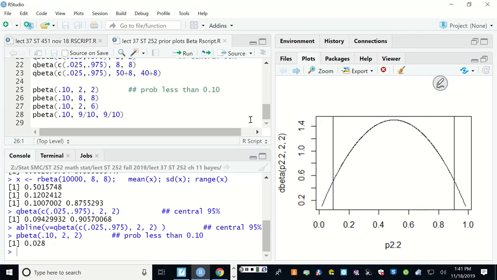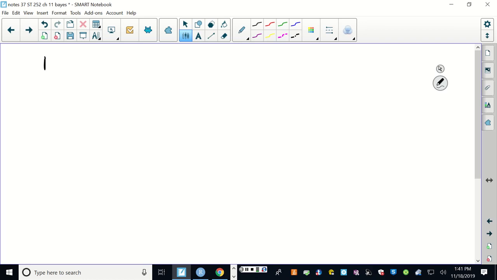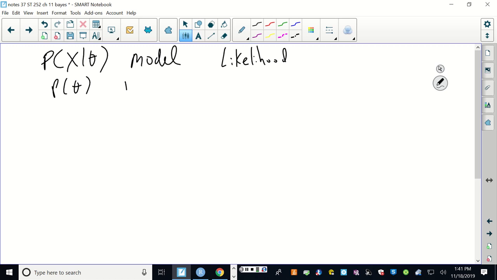So what we do in Bayesian analysis is we have a model for the data, like P of X given theta. This is our model. This also could be called our likelihood for the parameter, and the maximum likelihood is we just maximize that. We have a prior distribution for theta. There's a likelihood for theta based on the data.